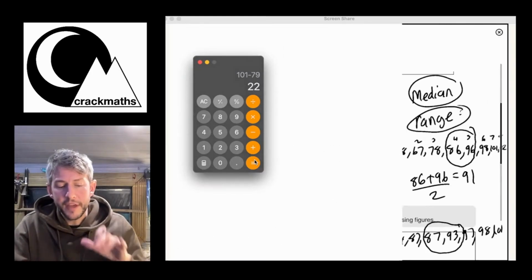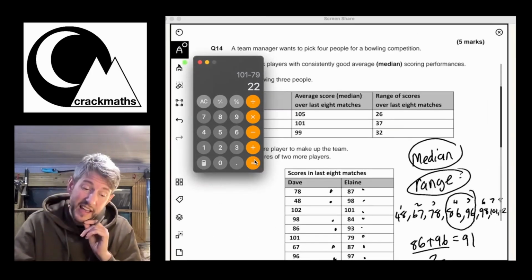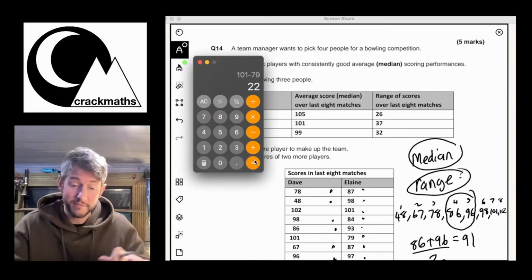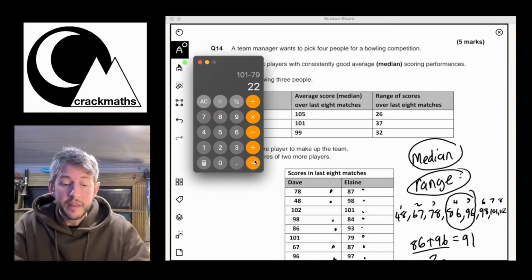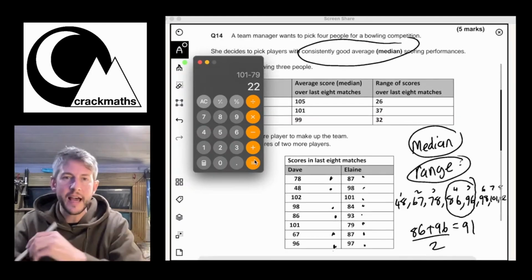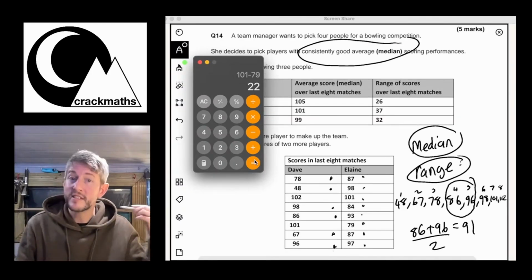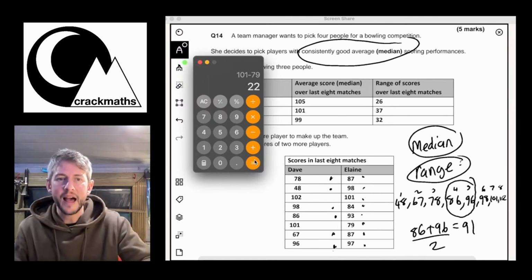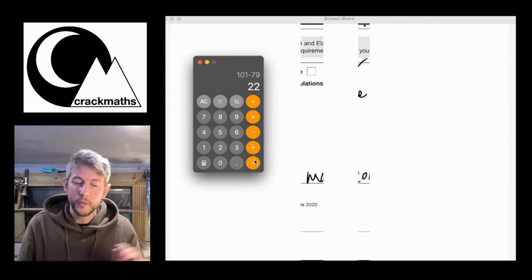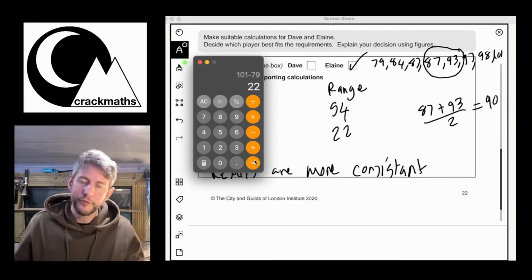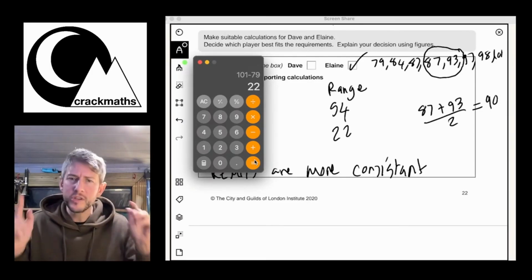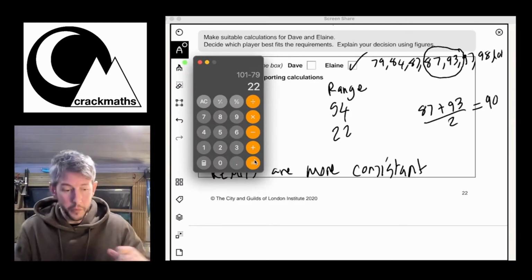Although, we could say, has Dave made a lot of improvement? Maybe that's why his results were bad and now they're good. It's difficult to say, but she said here she wants players with a consistently good average. So the fact that she wants a consistently good average means we want Elaine. If their medians were wildly different, we'd probably pick Dave. But because she wants that consistently good average, we're going to pick Elaine.